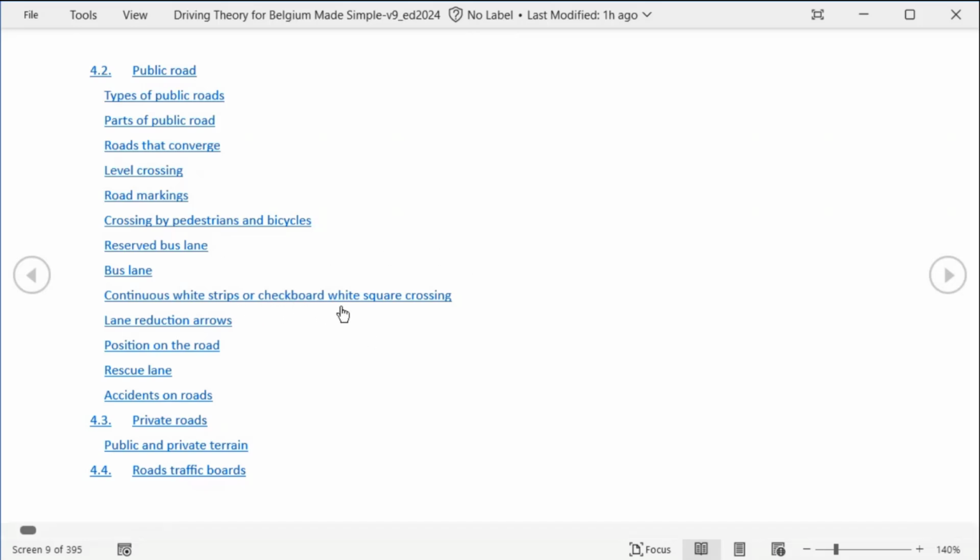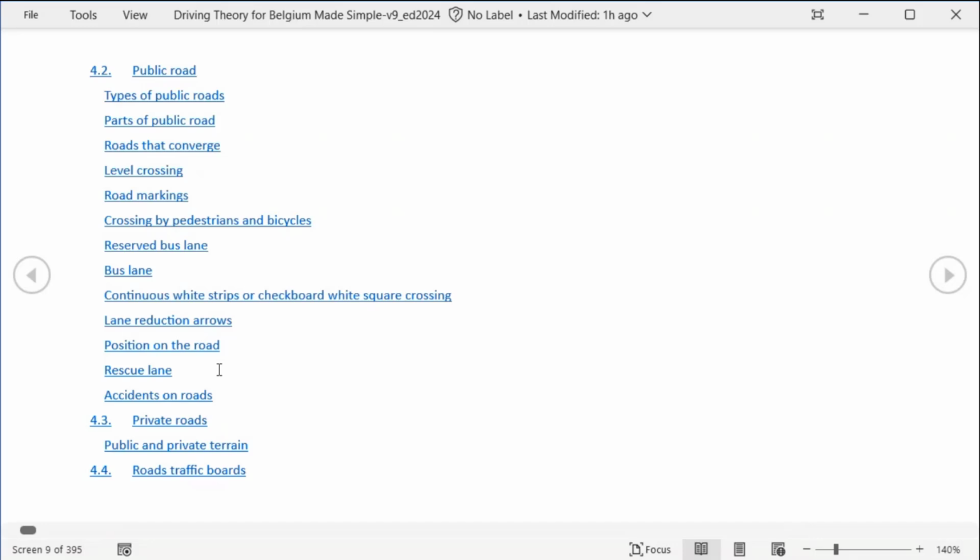So continuous white strips or checkboards. What are these markings on the road? What do they mean when you see this? Those are the topics we will cover here. What are lane reduction arrows? What should you be careful of when you see this? And your position on the road when you're driving, how should your position be? When you're turning, how should your position be, and things.